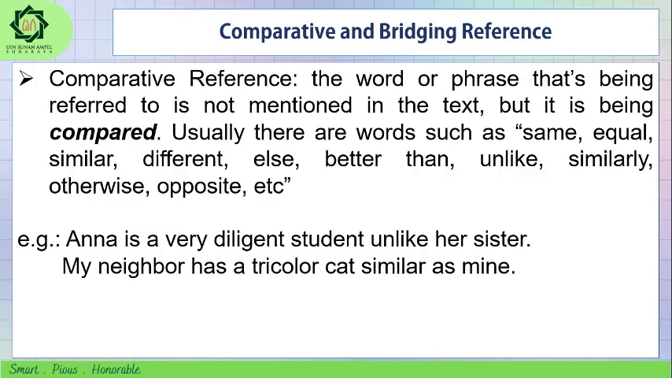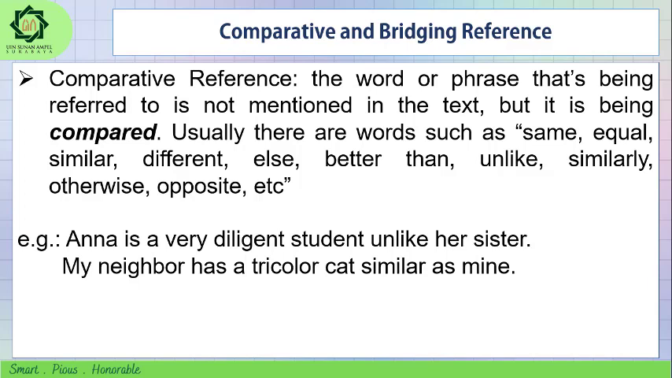And then, besides all those references, we also have comparative and bridging reference. Comparative reference, the word or phrase that's being referred to is not mentioned in the text, but it is being compared. Usually, there are words such as same, equal, similar, different, etc. It is not always, but usually, there are words like this. For example, Anna is a very diligent student, unlike her sister.